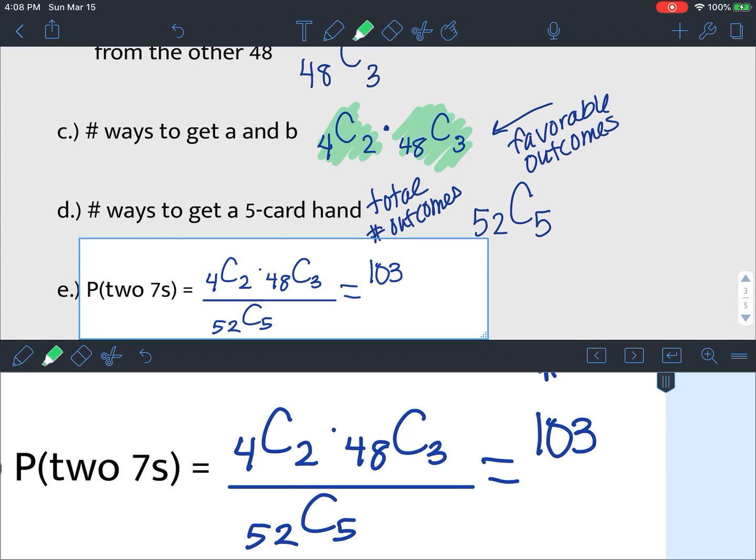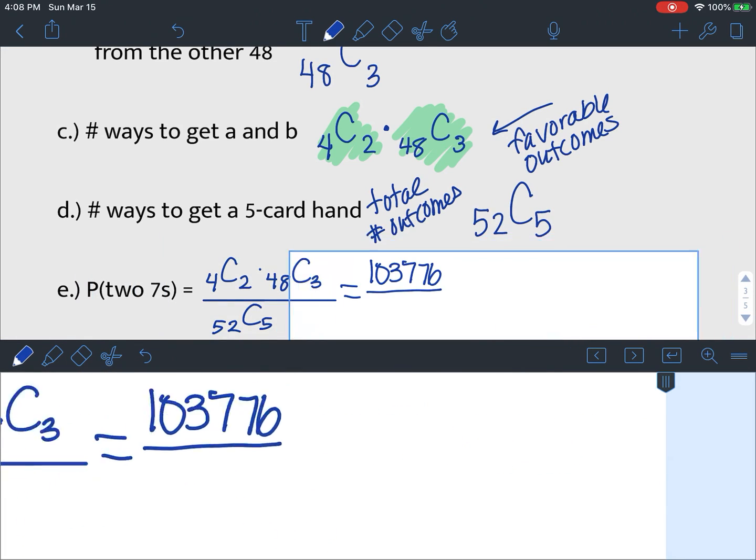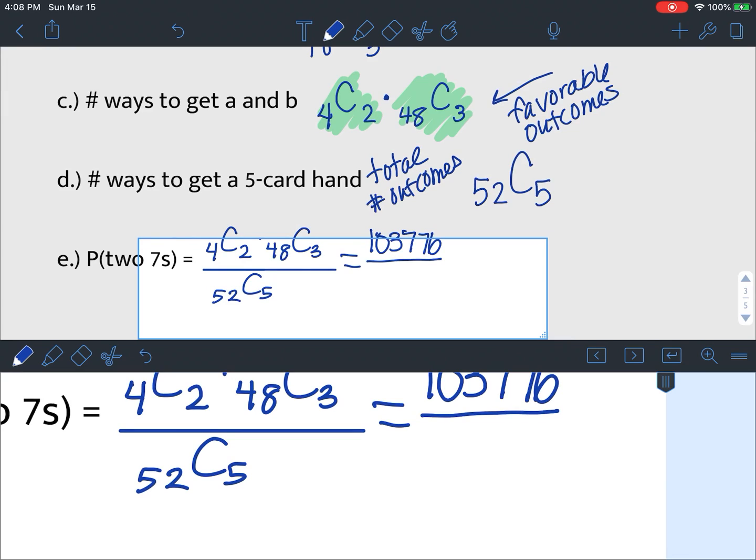So 4C2 times 48C3 is 103,776. And 52C5 is probably some ridiculous number, but let's see what it is. Oh, all right. It's only mildly ridiculous. 259,896. You could certainly type this all in one step. There shouldn't be any problem with doing it that way either.